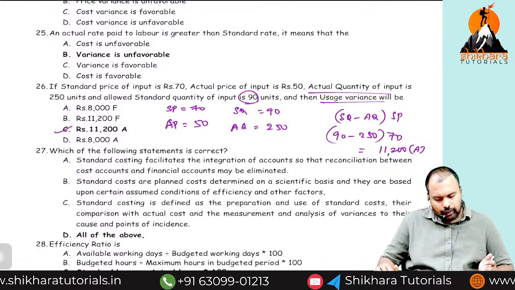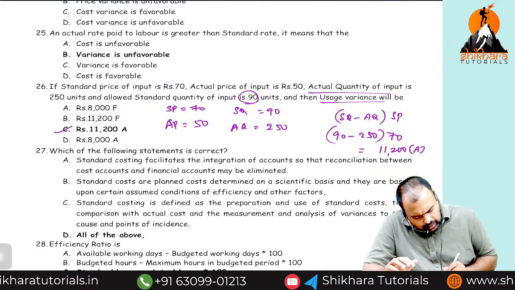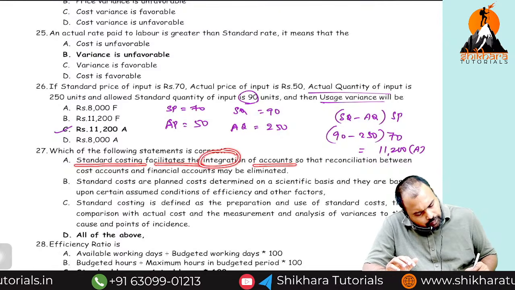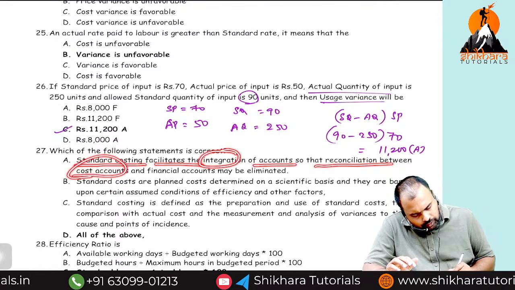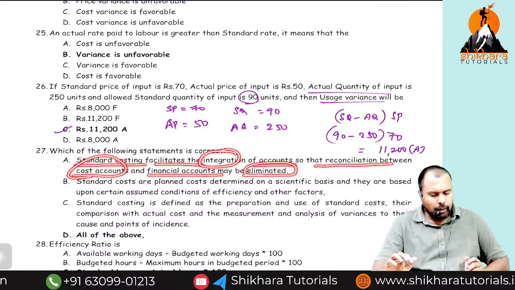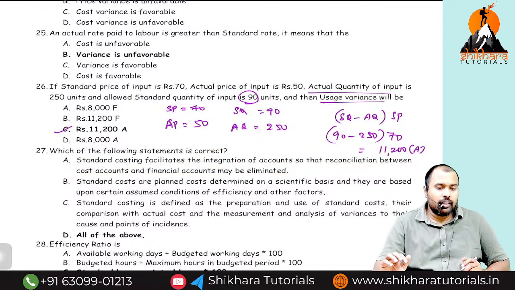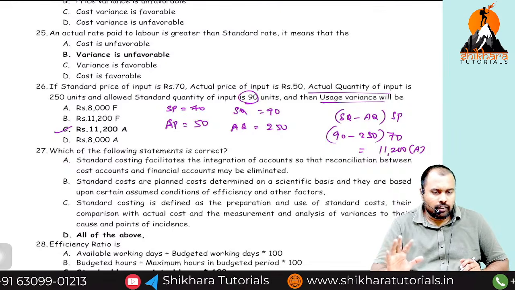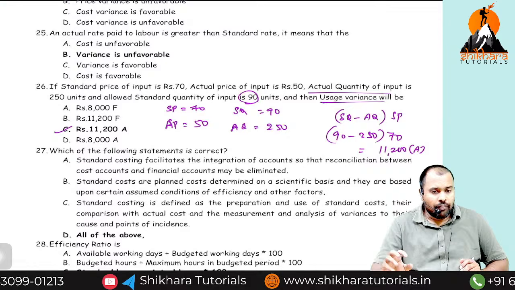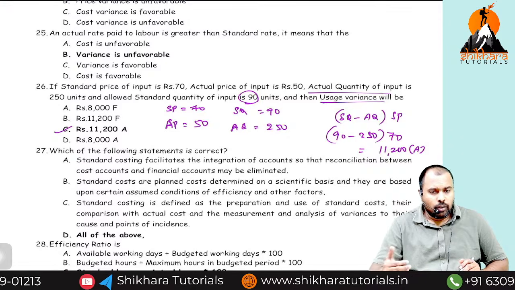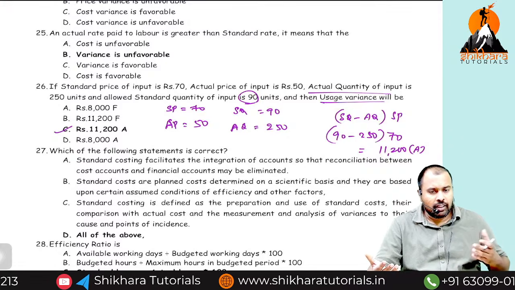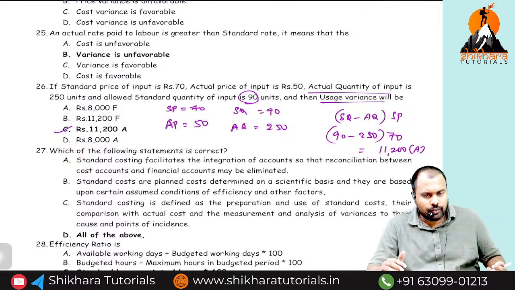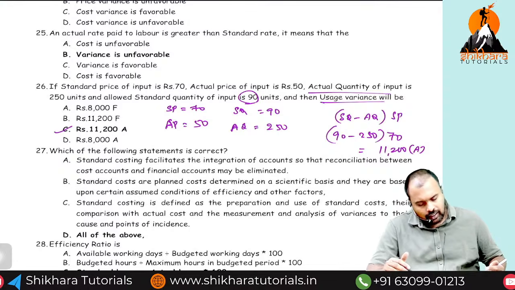Next. Which of the following statements is correct? The standard costing facilitates integration of accounts so that reconciliation between cost accounts and financial accounts can be eliminated. Yes, sir. By the end of the year, after calculating the standard variances, we can find out the reconciliation between cost accounting profit as well as financial accounting actual profit. We did reconciliation problems also, so that statement has to be correct.